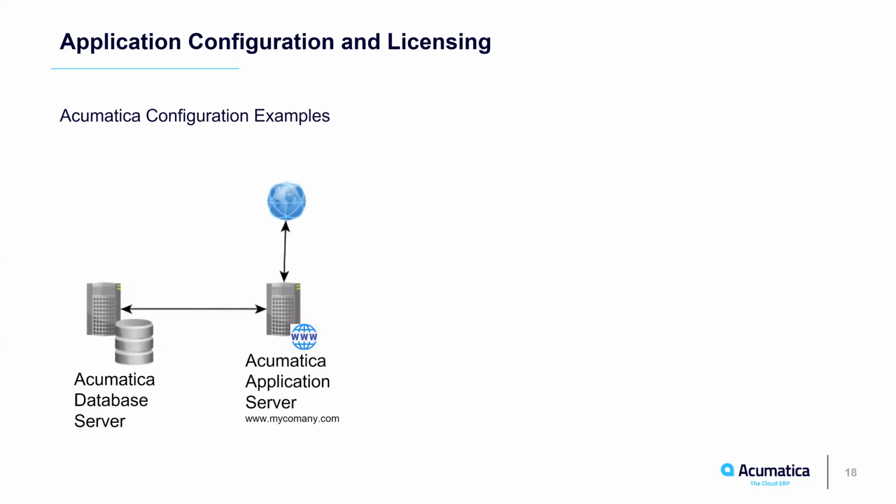Most commonly, this is how most customers are deployed. They come through an internet, then there's an application server, which is your website, whether it's physical or virtual, it doesn't matter. This is what we call your application instance. This is where your URL is, your website.